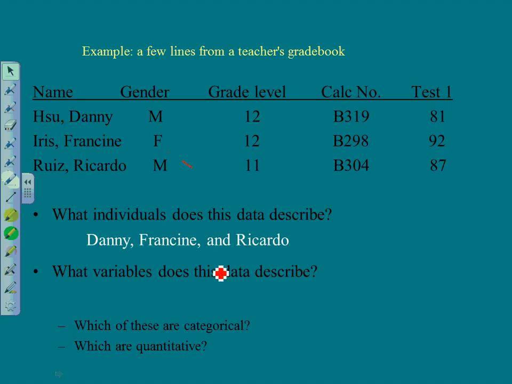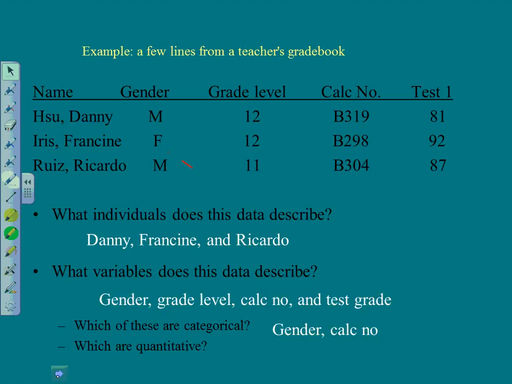Also, I think that they say that grade level is categorical. No, just gender and calculator number, which is what I like. And then quantitative, grade level and test grade. I can find the average grade level. So most of the students are in 12th grade or like 11.8th grade, which is fine. It just says you're closer to 12th. And then the test grade.